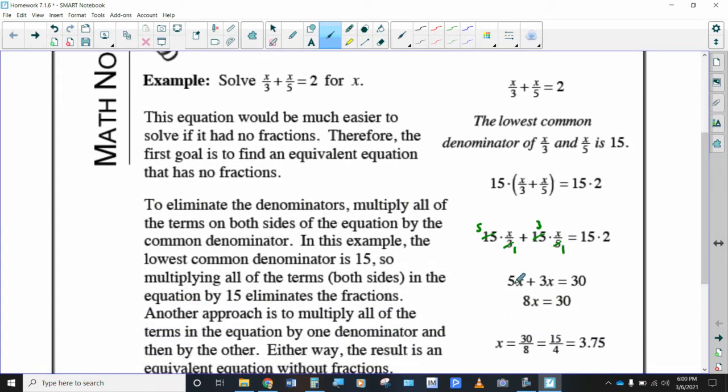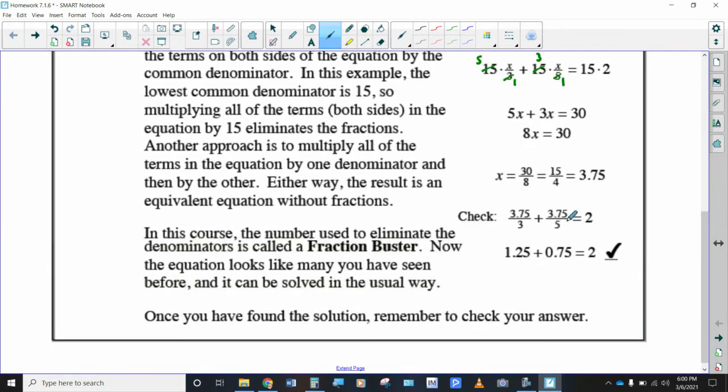So 5x plus 3x is equal to 30 is equivalent to the original equation, but it's a lot easier to solve. You add 5x and 3x together, then you divide by 8, and you get x is equal to 3.75. And if you plug that in here and work through the process, you would check it, and it would absolutely work, as is shown here. Okay, so let's see if we get some of this in our homework that we can practice.